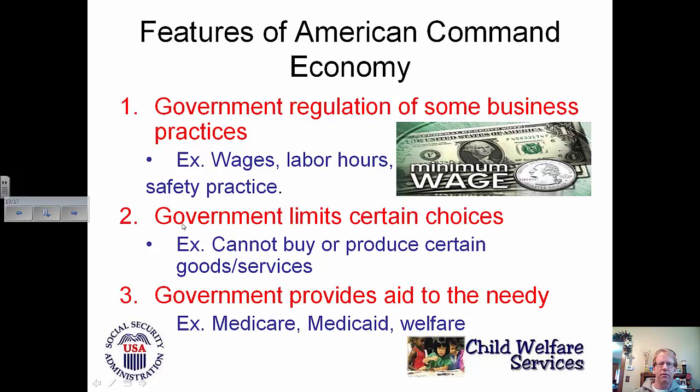So that's our free market economy, but we do have a command part of our economy too. And remember, I said the government does have some regulations for business practices, wages, labor hours, safety practices, etc. The government limits certain choices. Some things you cannot buy or you can't produce certain goods or services. It has to be tested by the government and okayed by the government, especially medicine, things like that, and food. And the government provides aid to the needy in our country, so it's not just everyone's on their own. We do have things called Medicare, Medicaid, welfare. We now have Obamacare, which gives everyone free health care. So all those things make us more of a command economy, not a market economy.